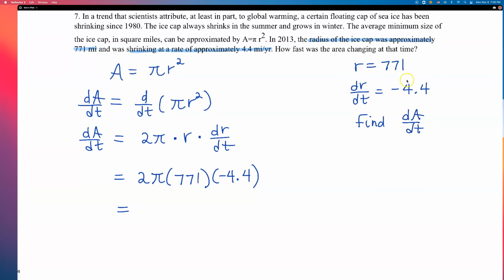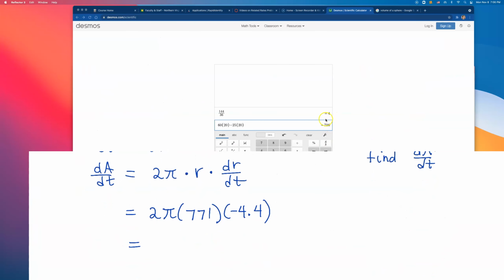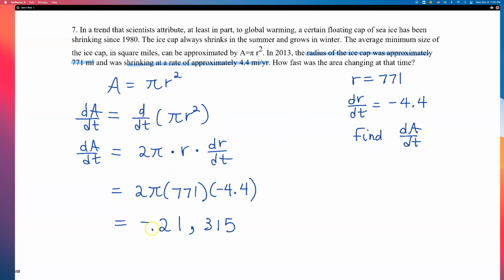All right, I'm going to go ahead and multiply all these out. 2 pi times 771 times negative 4.4. And it comes out to be negative 21,315. I don't think I typed up how to round here, so I'll just round to a whole number. It was decreasing by 21,315 square miles per year at that time. Okay, and that is the change in area with respect to time at that very moment.